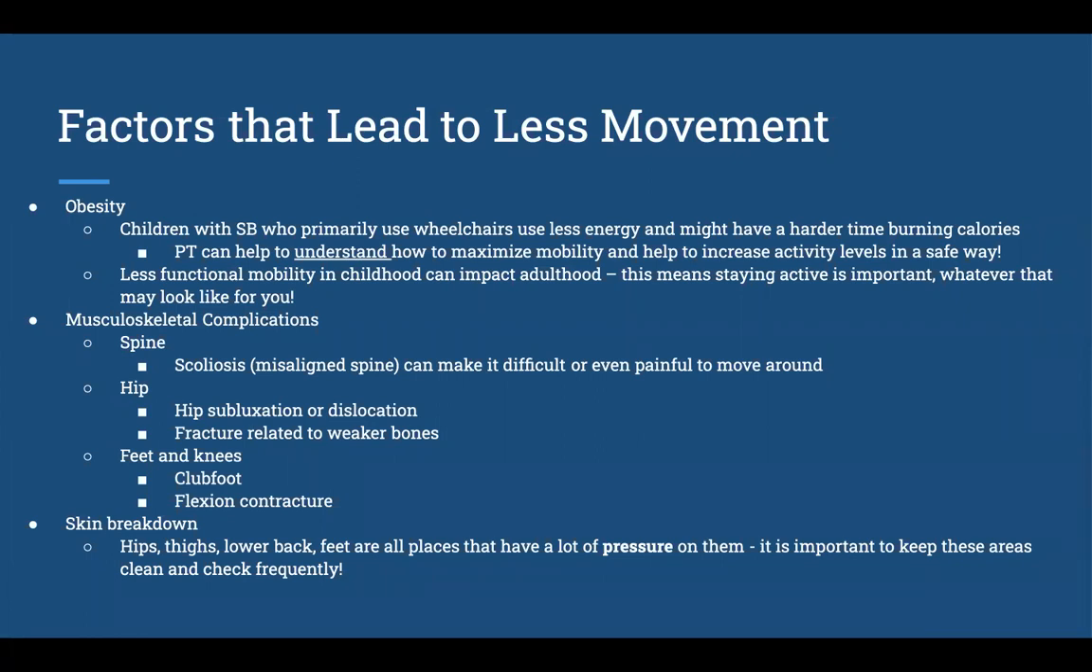And then skin breakdown. These are areas that if you are somebody who uses a wheelchair a lot, you're sitting down quite a bit. And so you're putting a lot of pressure on things like your sit bones and on your feet and on your ankles. And putting a lot of increased pressure on them does put your skin at risk for breakdown and then for wounds. So it's important to keep these areas clean and checked frequently.